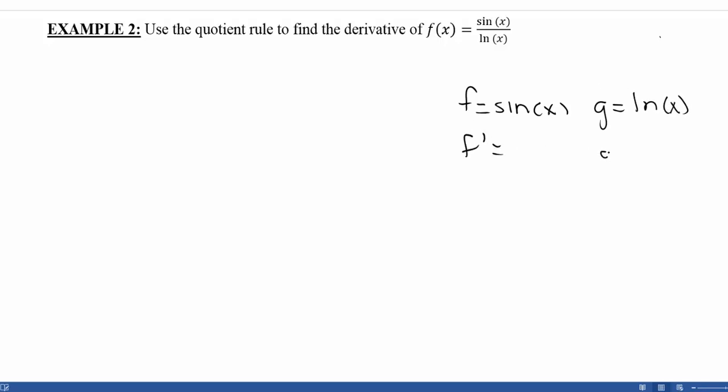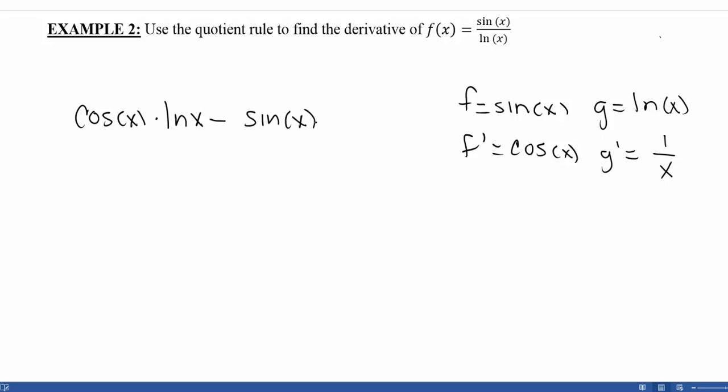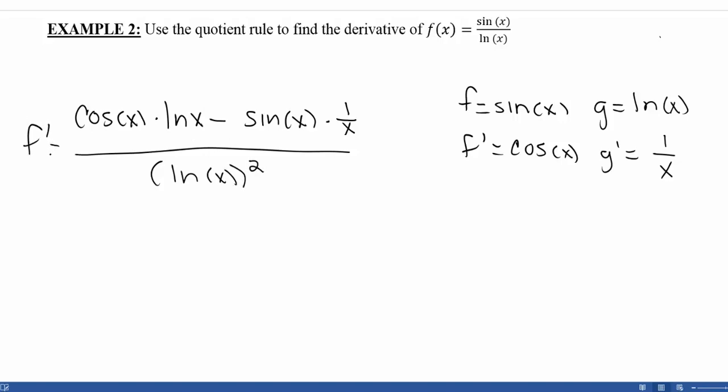Now, taking each of their respective derivatives, the derivative of sine is cosine, and the derivative of the natural log of x is 1 over x. Now I need to plug that into my quotient rule formula. So I'm going to do f prime times g, so cosine of x times ln of x, minus f times g prime, so sine of x times 1 over x, all divided by g squared, so the natural log of x squared. So my first derivative, using the quotient rule, looks like this.